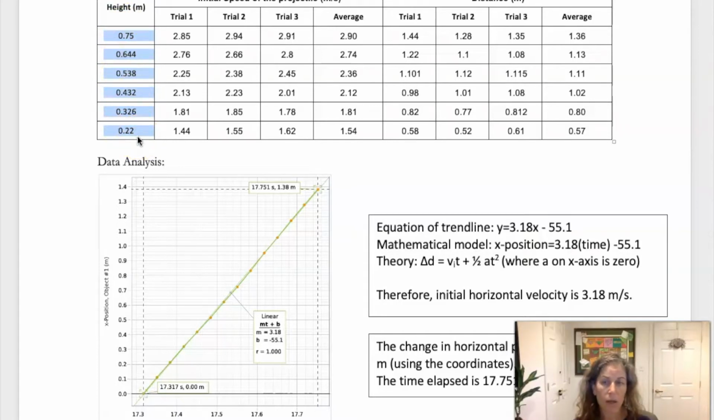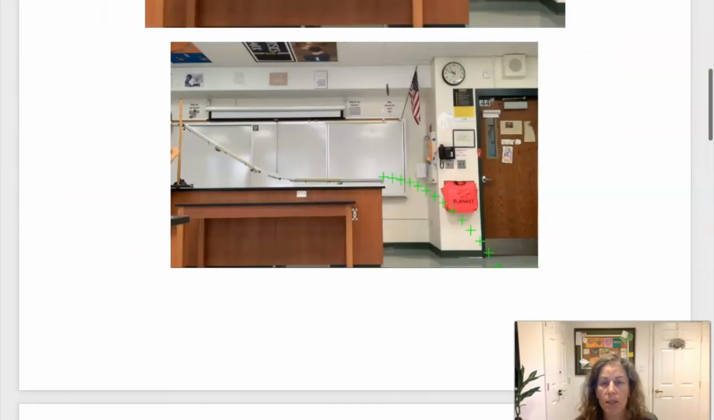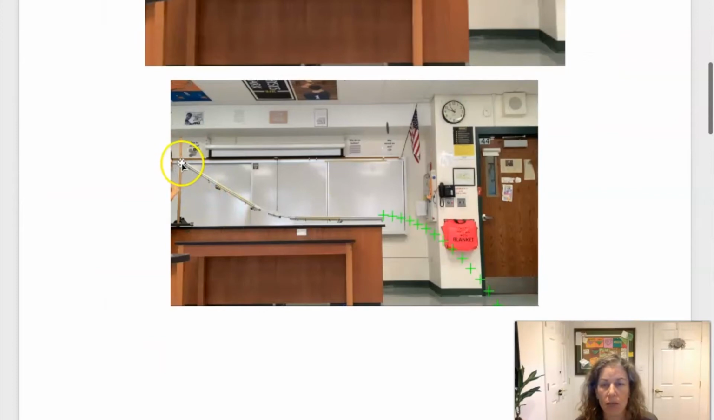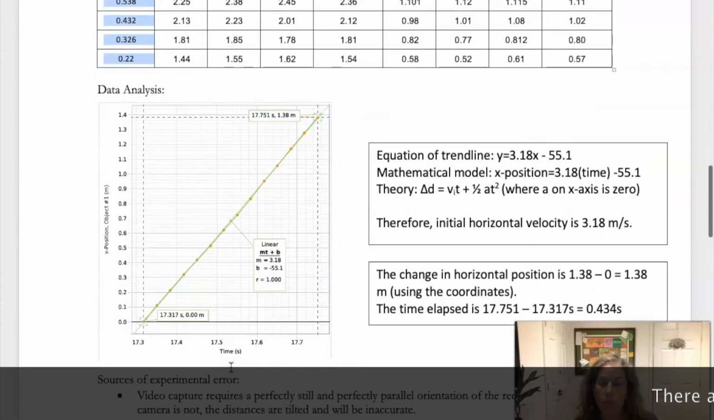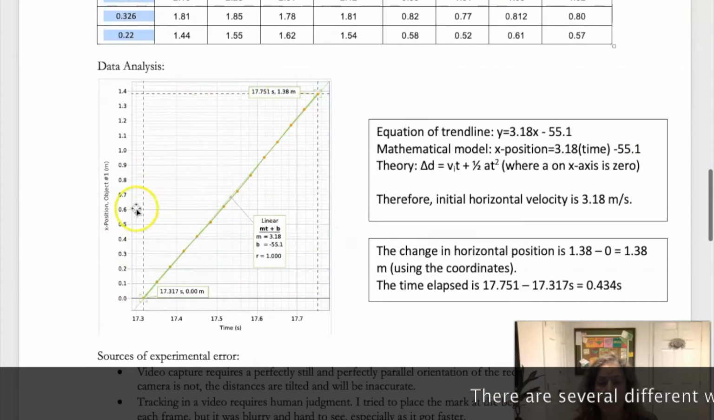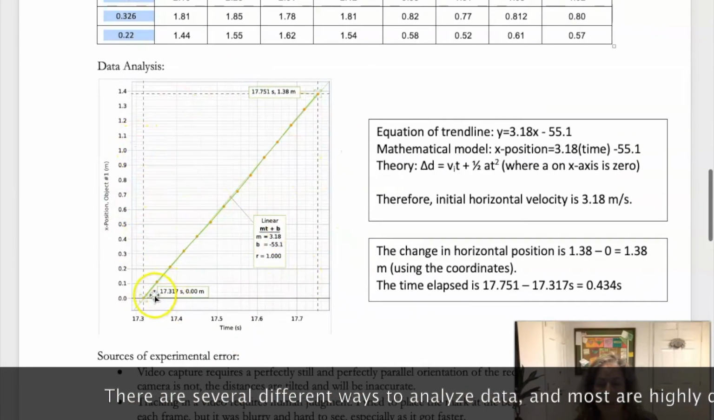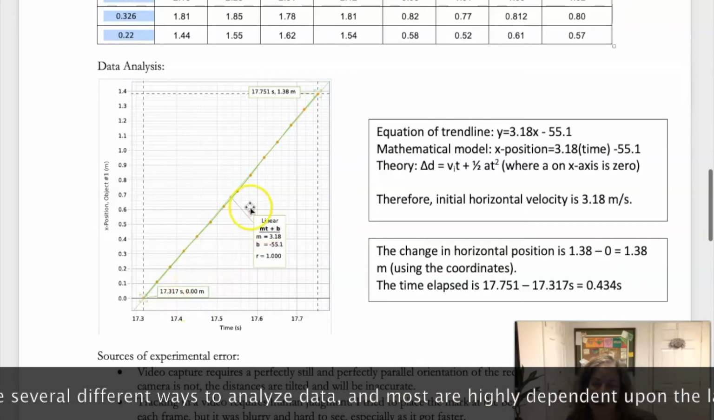That's fine. I prefer precision, so I just used Capstone to measure it. All I did was I took the distance tool and I measured from where the ball was down to the tabletop. So this is a sample graph. Notice I only included one as a sample for my data collection. You don't necessarily have to show all.